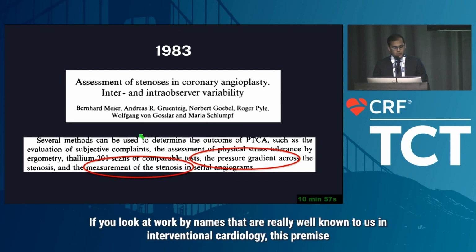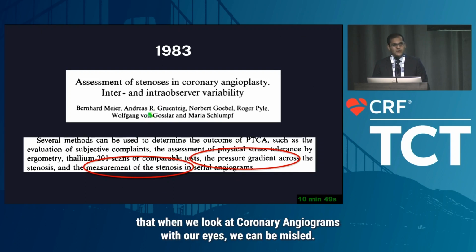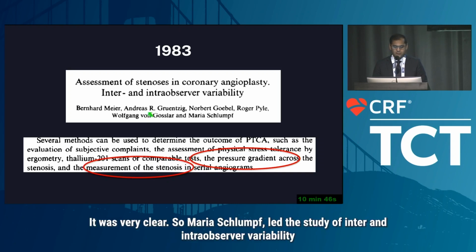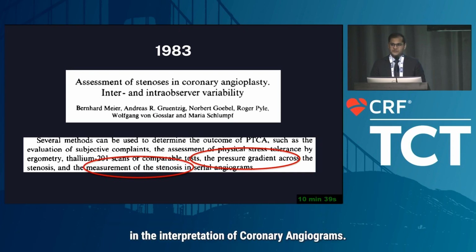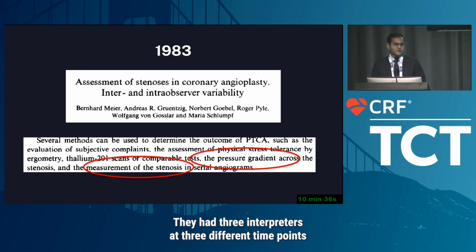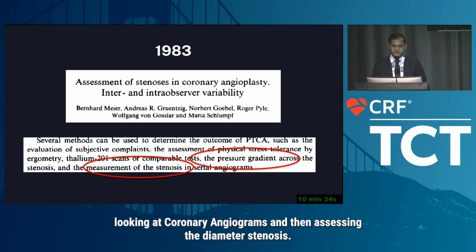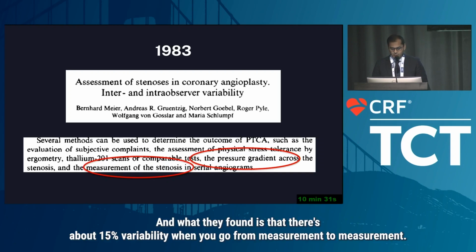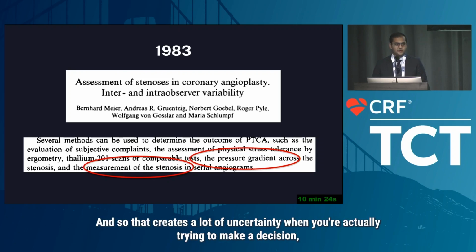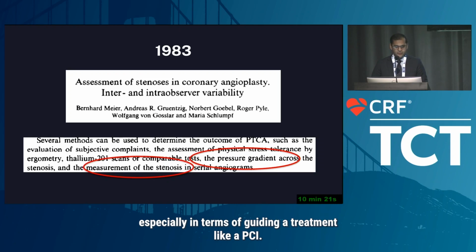If you look at work by names that are really well-known to us in interventional cardiology, this premise that when we look at coronary angiograms with our eyes, we can be misled was very clear. So Maria Schlumpf led this study of inter- and intra-observer variability in the interpretation of coronary angiograms. They had three interpreters at three different time points looking at coronary angiograms and then assessing the diameter stenosis. And what they found is that there's about 15% variability when you go from measurement to measurement. And so that creates a lot of uncertainty when you're actually trying to make a decision, especially in terms of guiding a treatment like a PCI.